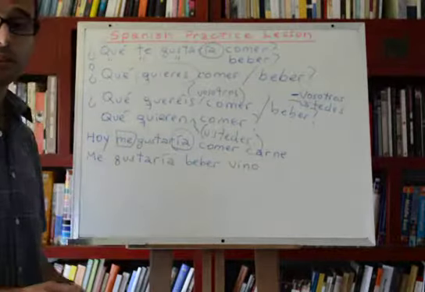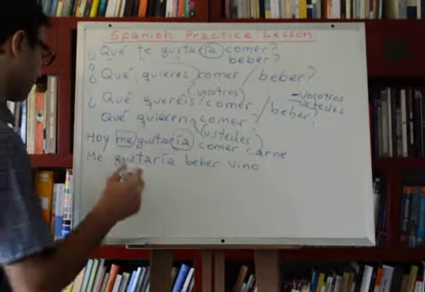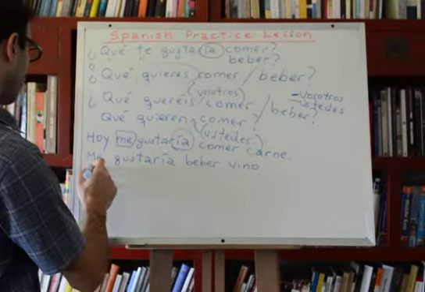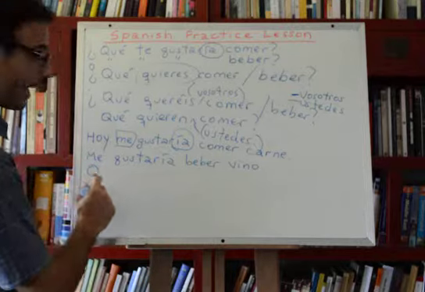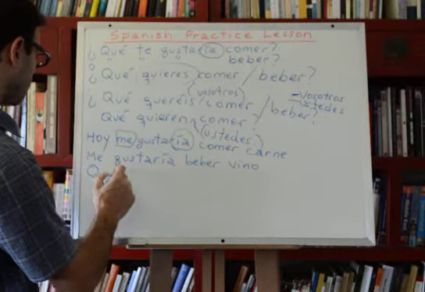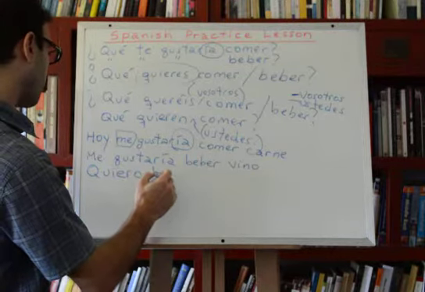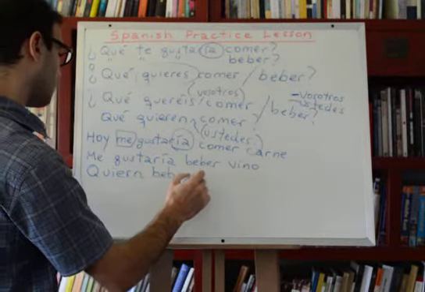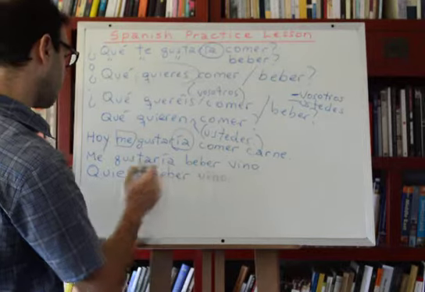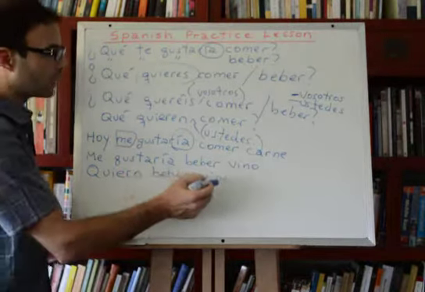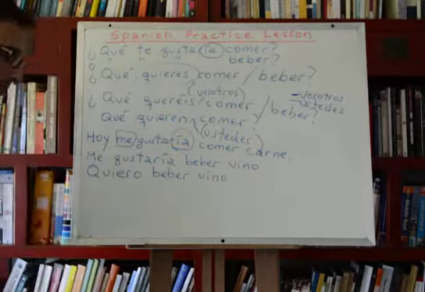Let's rephrase the same sentence. I want to drink some wine. I want, the verb to want is the verb querer. Conjugated for I, quiero beber vino. Quiero beber vino. I want to drink some wine, right?